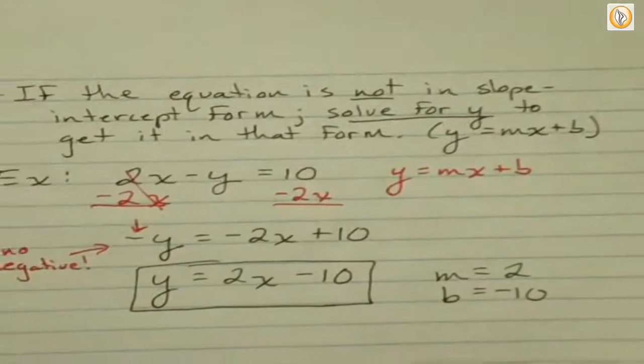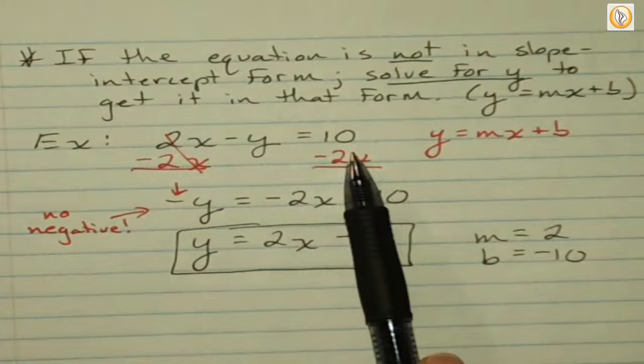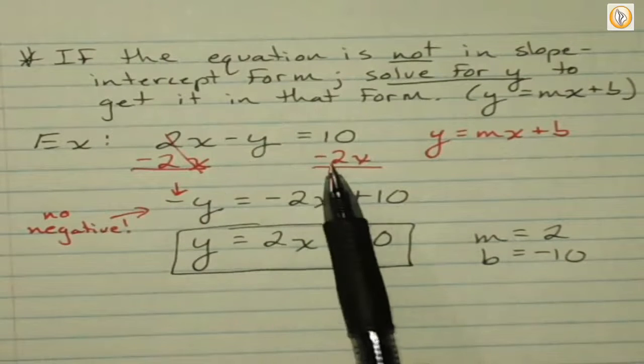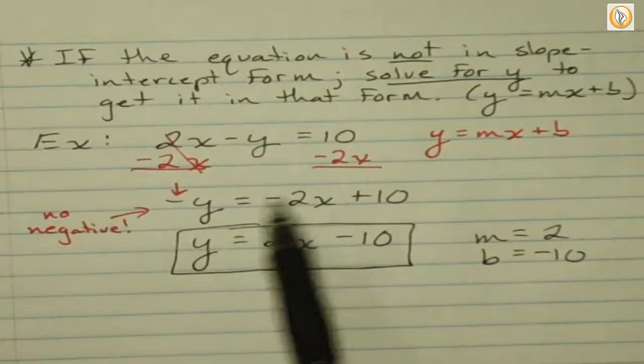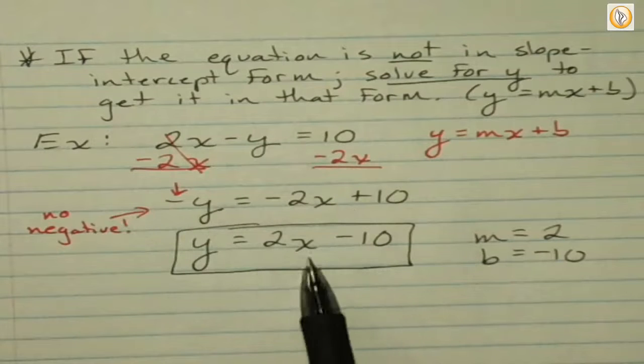All right. If the equation is not already in y equals mx plus b format, like this, then you have to do inverse operations to get it to look like that. And we did that this morning. Just like that.